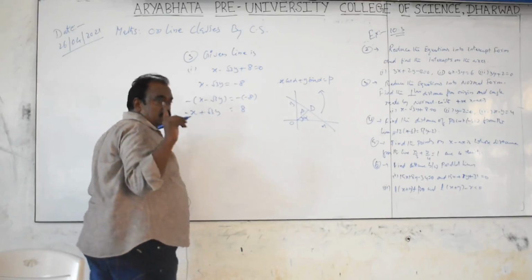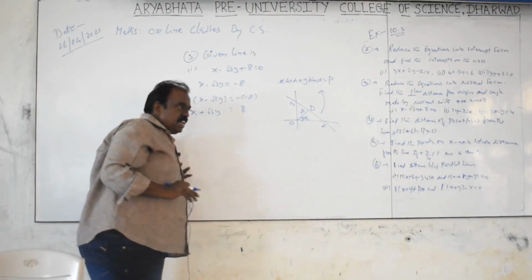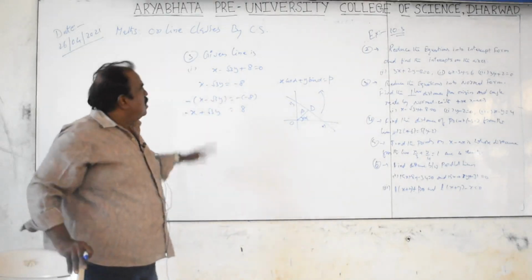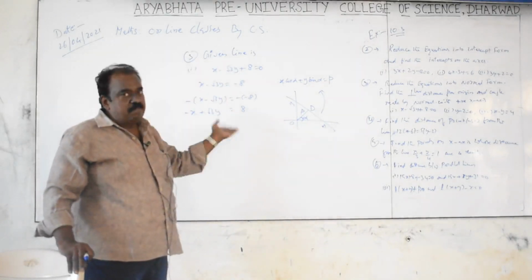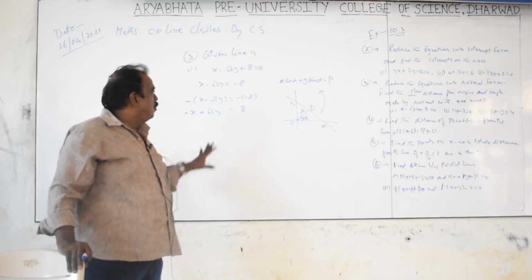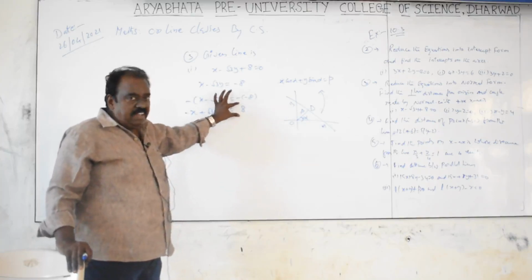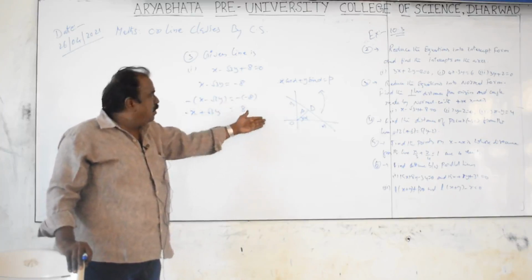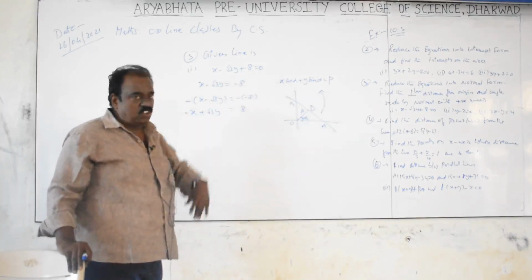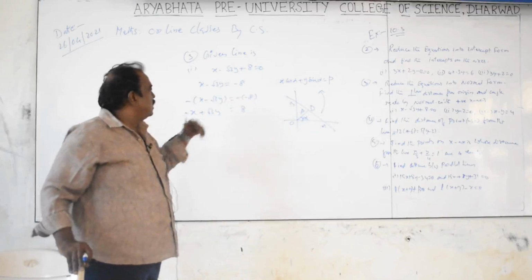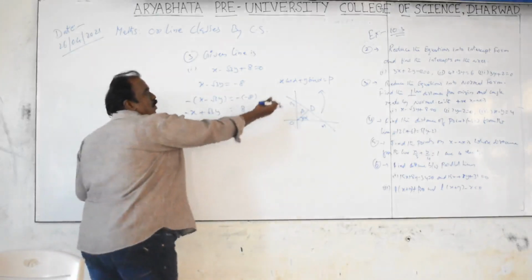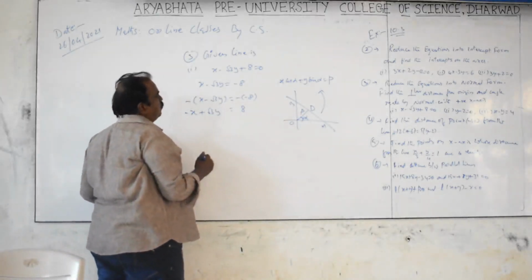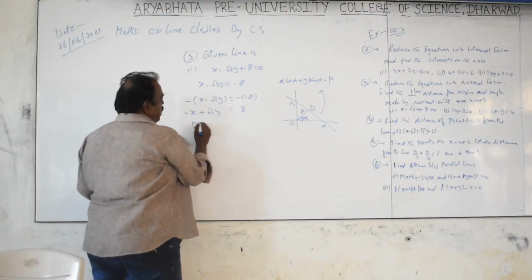First you set the constant to that side. Ax plus by plus c is there, minus c will come. But we have to maintain it as a positive. Why? Because this is the length. The perpendicular length p will come like this. P is the perpendicular length, and length is always positive.